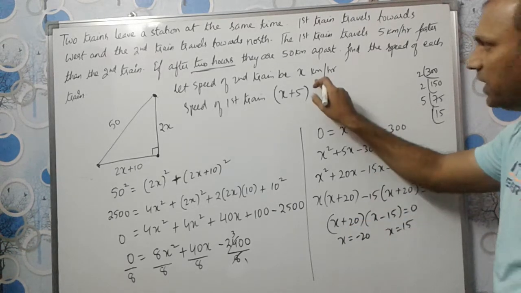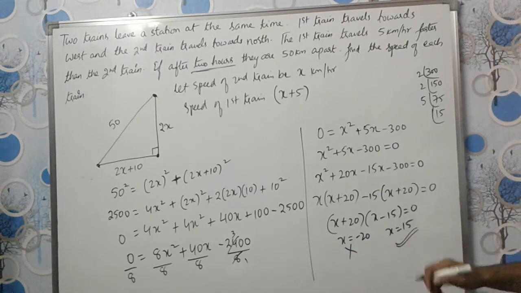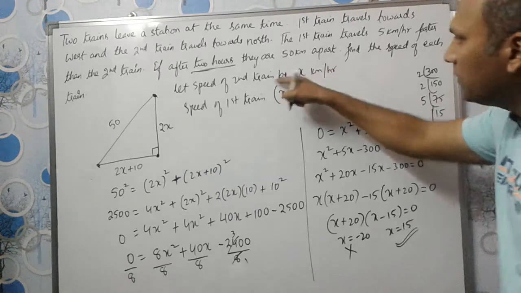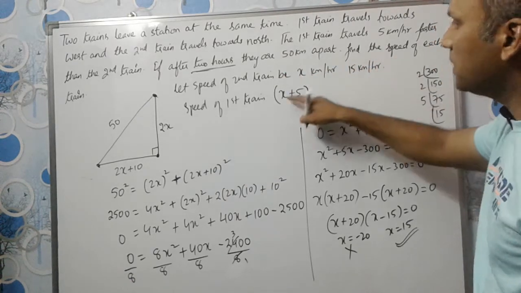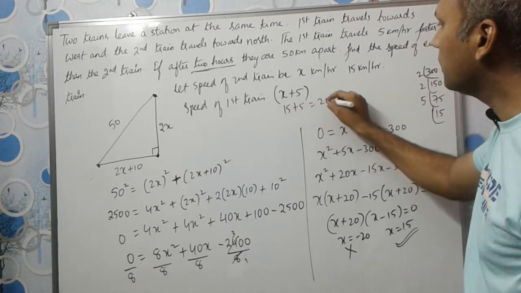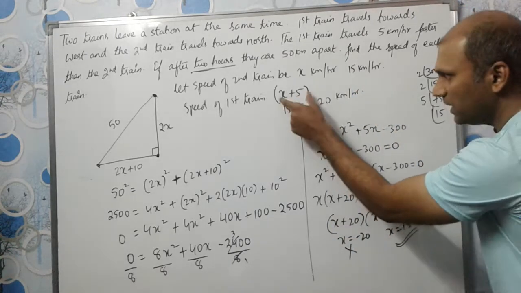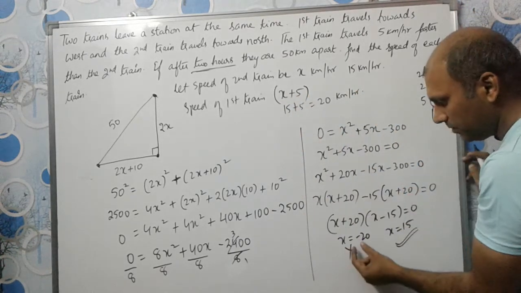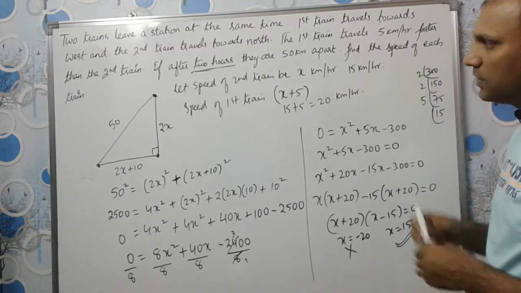But x is the speed of the train. Can it be negative? No. So we should consider x is equal to 15. So the speed of the first train is 15 kilometers per hour. And what is the speed of the second train? It is 15 plus 5 is equal to 20 kilometers per hour. We got 20 from here like this. Don't write plus 20 and plus 15. Okay, I hope you understood this problem.